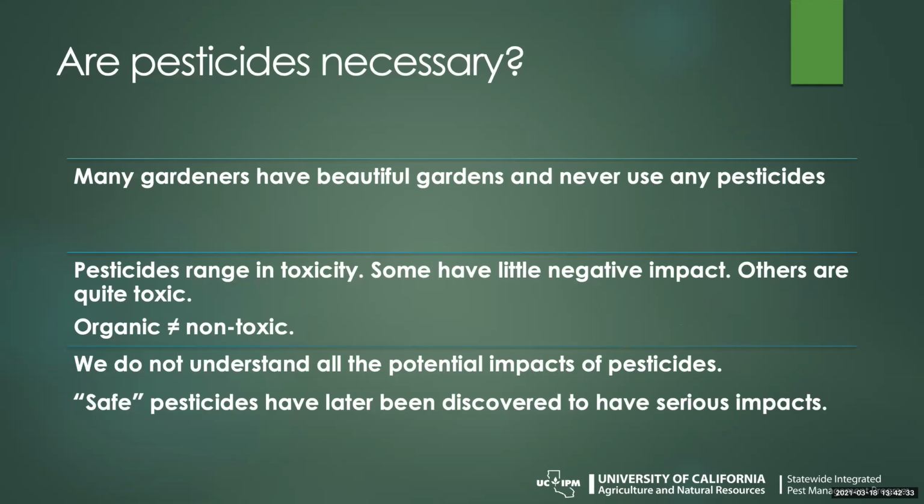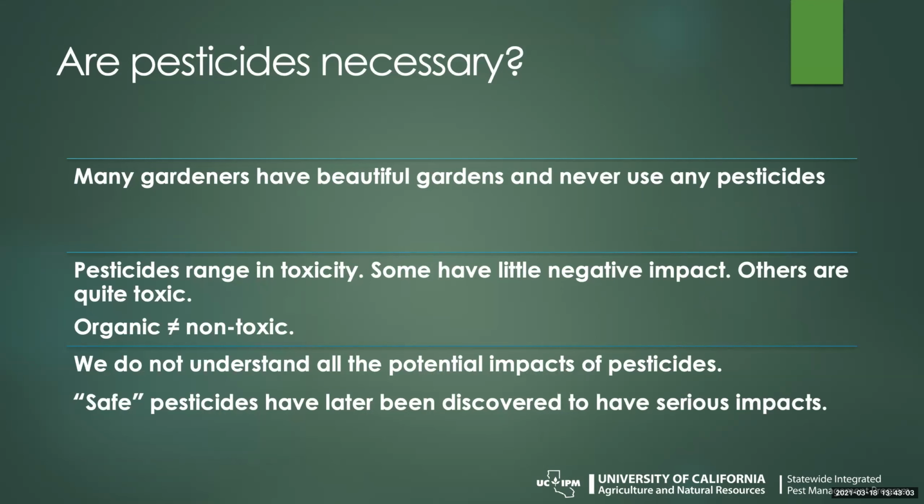So lastly, in IPM, we do consider pesticides if necessary. And necessary is again, one of those personal terms. It may never be necessary in your garden to use a pesticide. It may be never necessary in your house to use a pesticide. And so whether you think you need a pesticide is a personal decision. So many gardeners do have beautiful gardens and landscapes and don't use any pesticides.